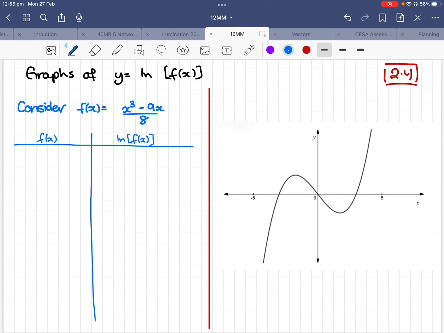But there are a couple of points where f of x is equal to 0. Using our calculator, we see f of x is equal to 0 when x is equal to 0 or plus or minus 3. That means ln of f of x will have vertical asymptotes at x is equal to 0 or plus or minus 3. What we can do is put those in as vertical lines. We know not to cross over these lines, so we won't.